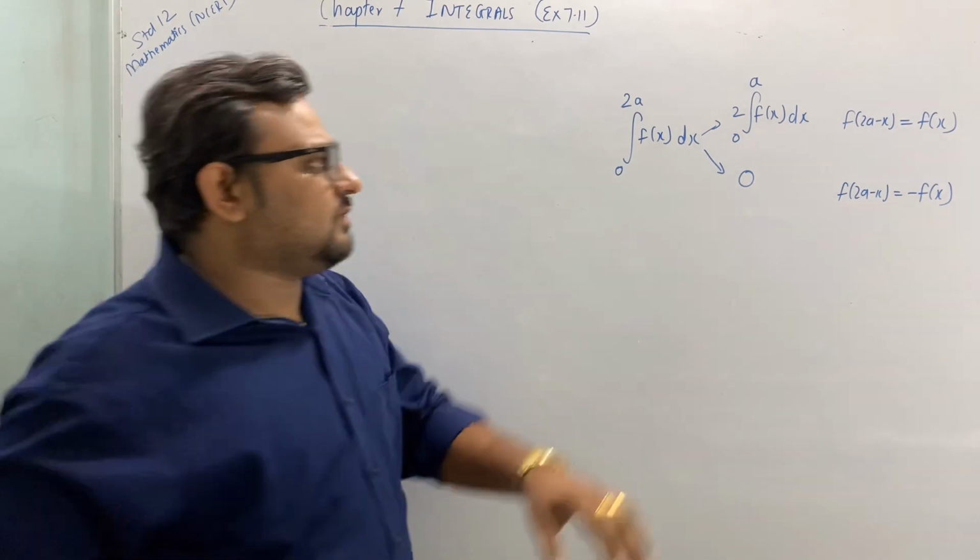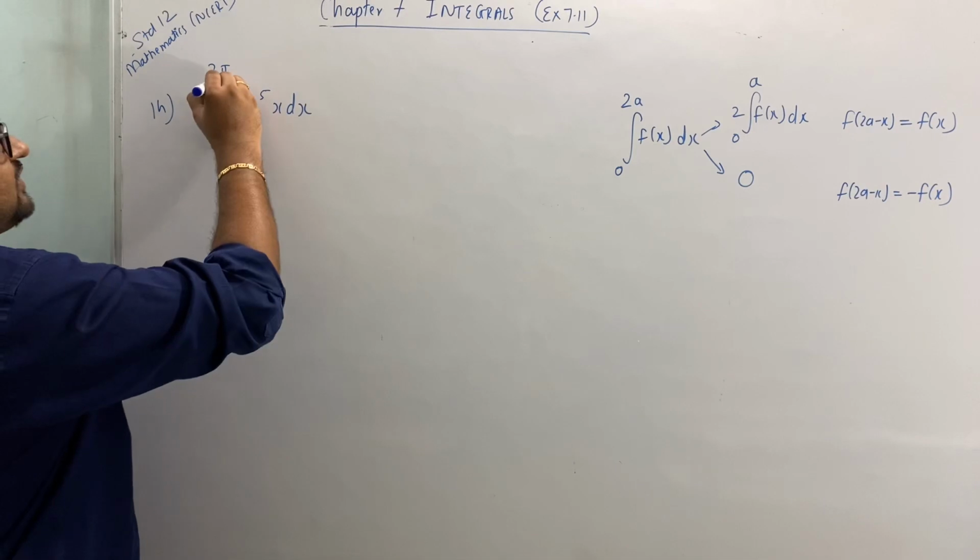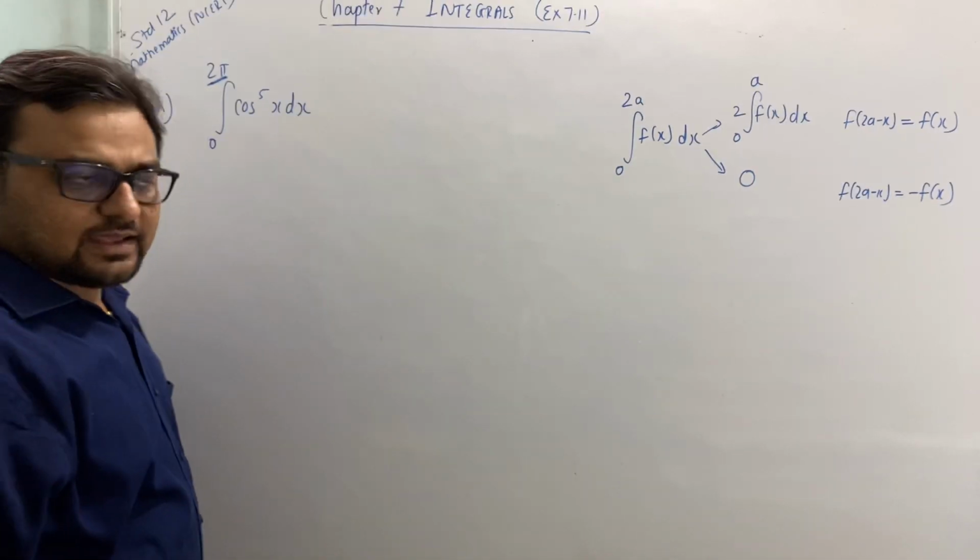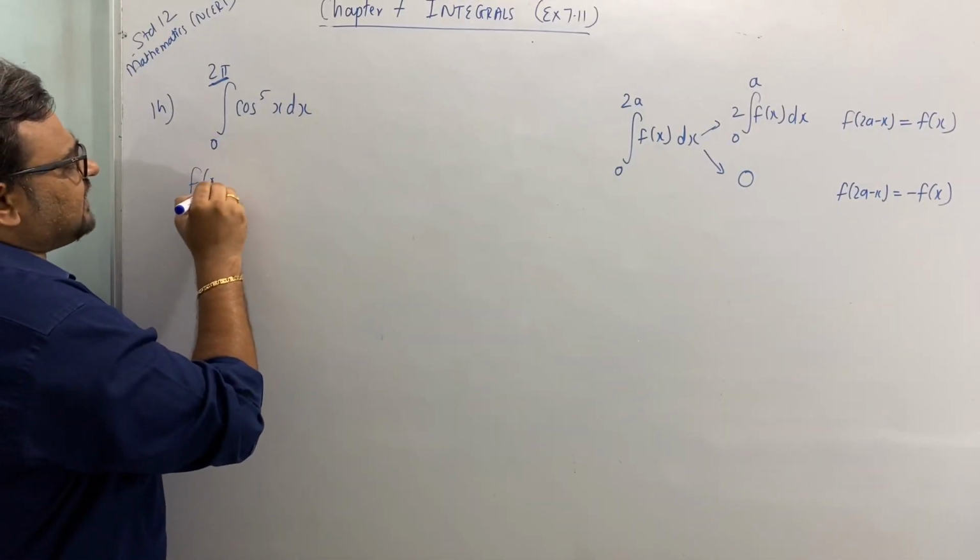Clear? Okay, so we will use this property. We have studied this property. So now here what is 2a? 2 pi. Right? First, what is f of x?